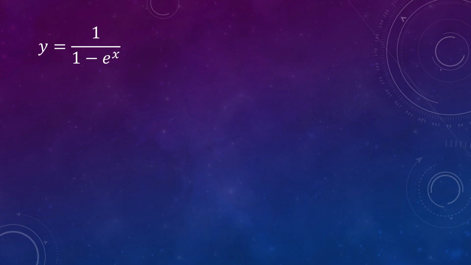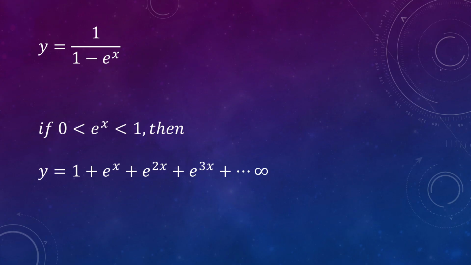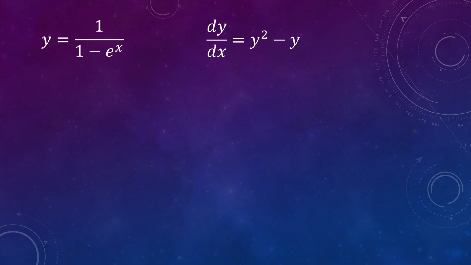Let us take y equal to 1 over 1 minus e raised to x. Now, if we take e raised to x between 0 and 1, then y can be written as 1 plus e raised to x plus e raised to 2x plus e raised to 3x, all up to infinite summation. Now, since y is equal to 1 over 1 minus e raised to x, we can write dy by dx as equal to y square minus y.